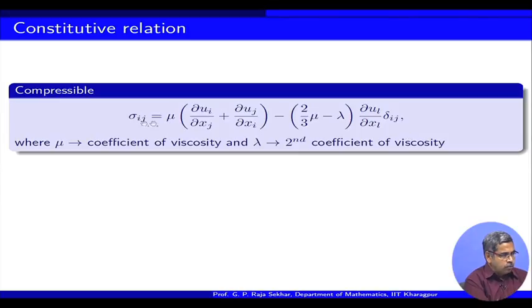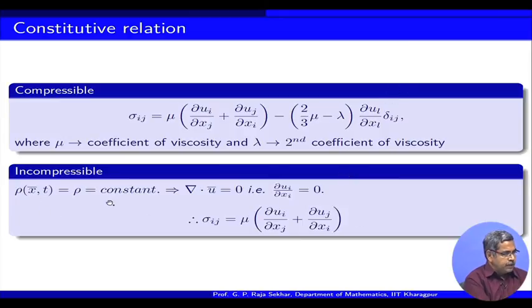So, this is the hypothesis, and this is for compressible flow. If it is incompressible, you can see this is nothing but ∂u_l/∂x_l. It is a dummy index, so this is nothing but the divergence of u. If it is incompressible, the divergence of u is 0, so this goes to 0. Therefore, sigma ij reduces to this.